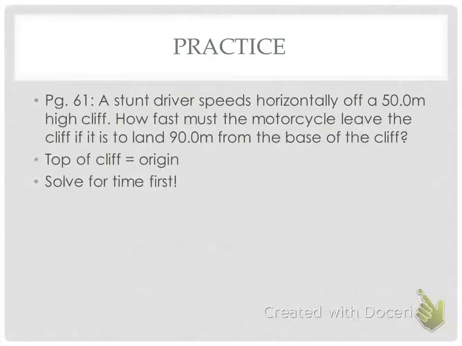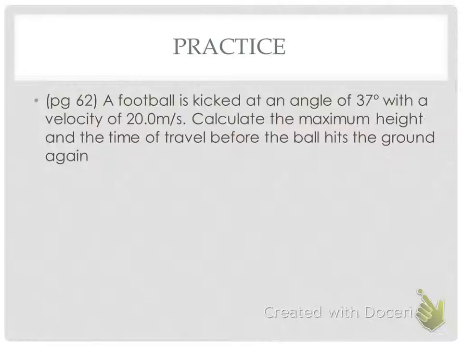In that last problem, we had a football that was kicked at an angle of 37 degrees. We had an initial velocity. We found the maximum height and the total time that it traveled. So let's talk first about this initial velocity vector. What did we have to do to the initial velocity vector? What did we do to that 20 meters per second at 37 degrees?